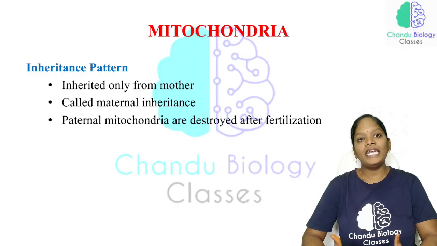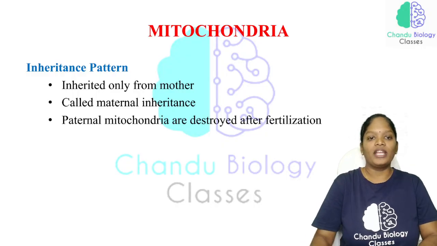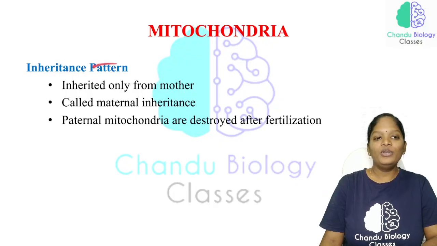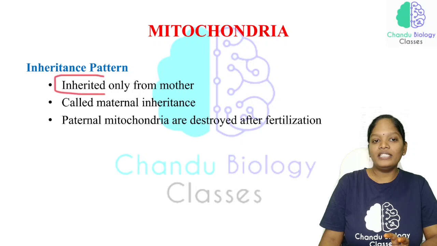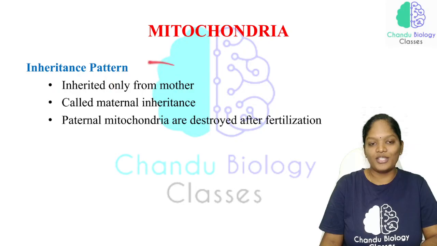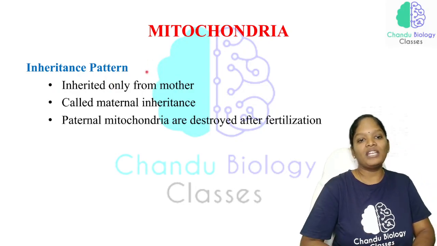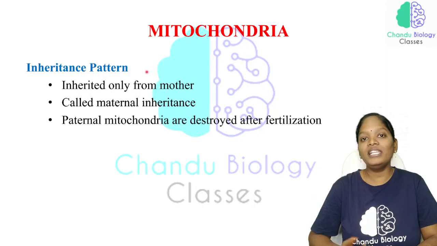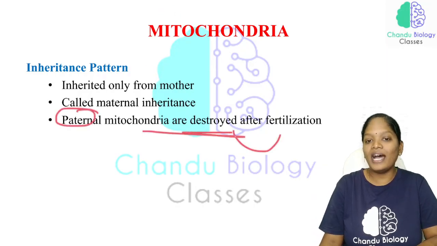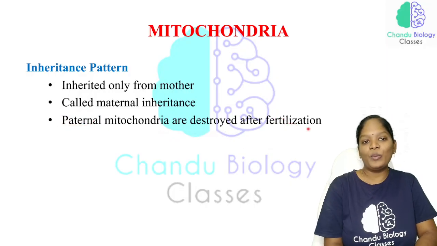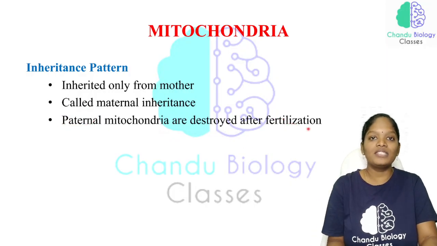Now, what will be the inheritance pattern of the mitochondria? See, very important. Usually the inheritance will be from both the mother as well as the father. Okay, so this is what an inheritance pattern. But this organelle is inherited only from the mother, not from the father. So we can call this particular term maternal inheritance. The paternal mitochondria are destroyed after fertilization. So this is what the inheritance pattern of this mitochondria.